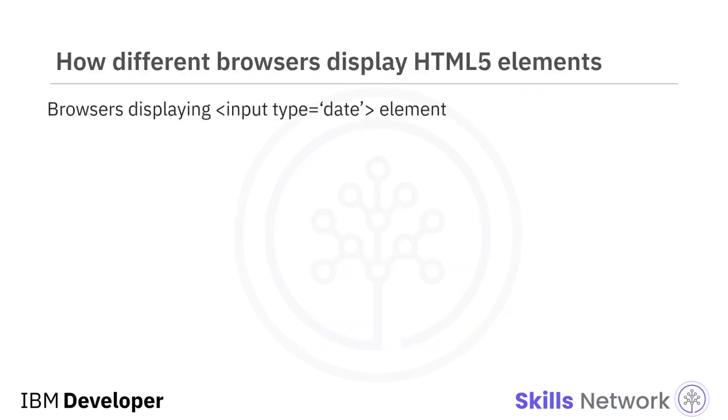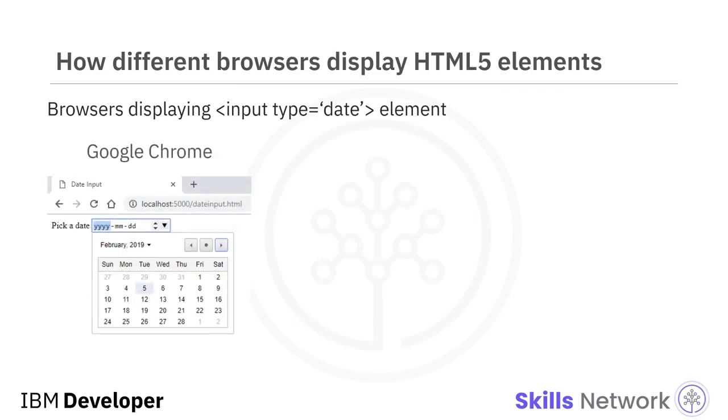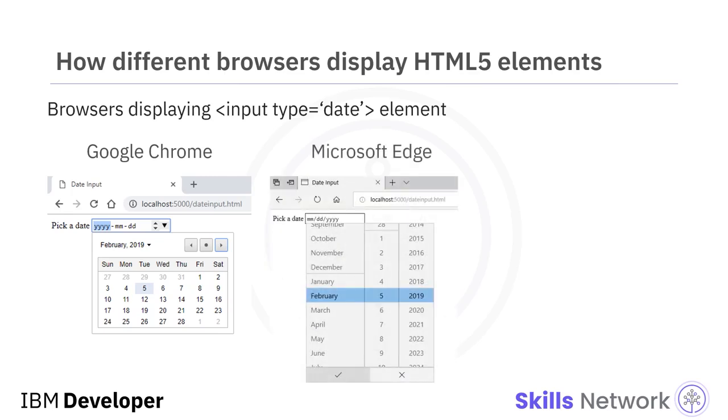Here are the results of displaying the input type equals date element in different browsers. The Google Chrome browser displays a calendar to enter the data. The Microsoft Edge browser displays spinning boxes to enter the data. Notice the difference in date formats: year-year-month-month-day-day versus month-month/day-day/year-year-year. The Firefox browser displays the date field as a text field. This could raise several issues regarding input format and validation.